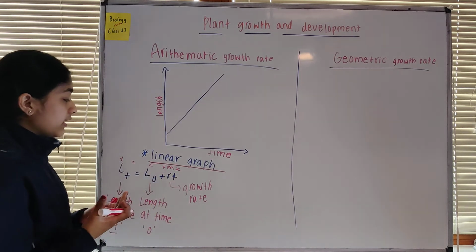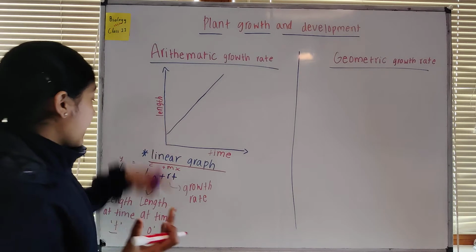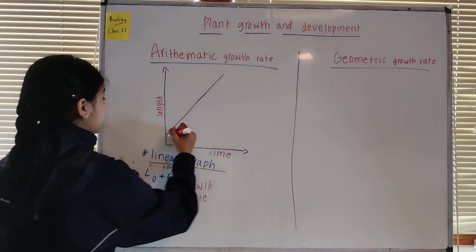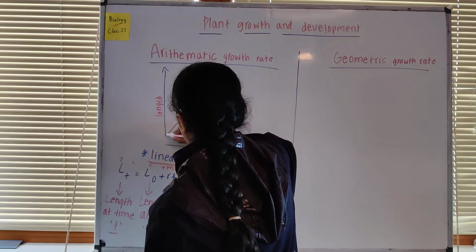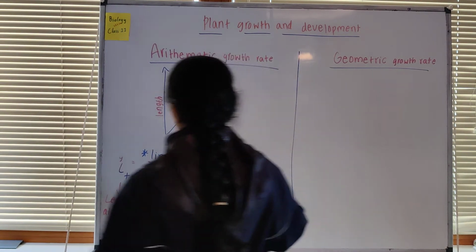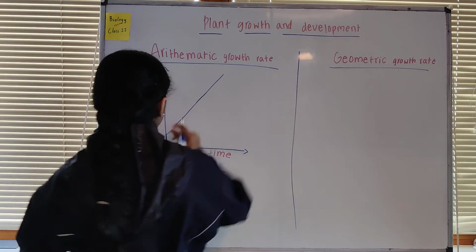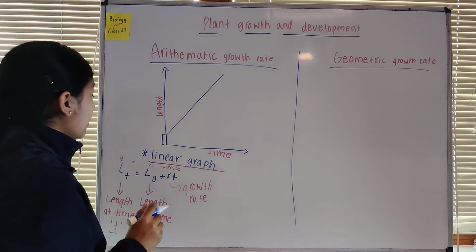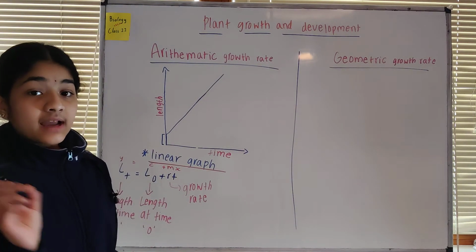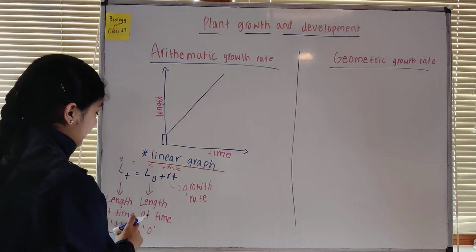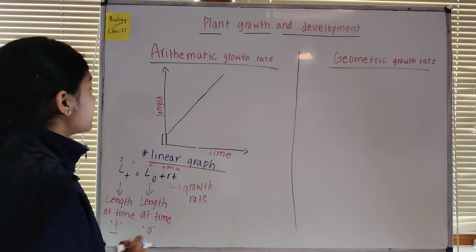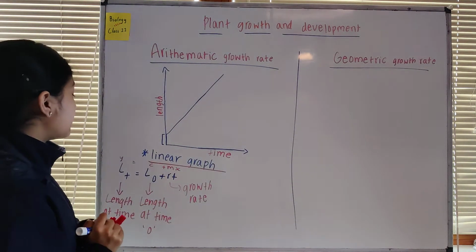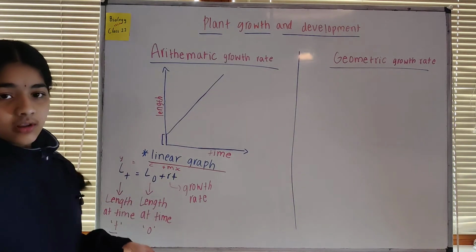C is the point where the line cuts the y-axis. So here the y-axis, it cuts at L0. So this particular length that we are talking about represents the length of the plant at time 0. So length of the plant at time 0, that is L0. So I hope you understood about the linear graph. What it relates to? It relates to the general line equation that we use.